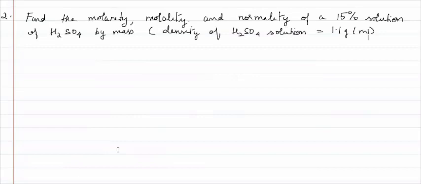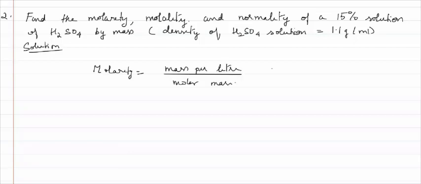Find molality and normality of 15% solution of sulfuric acid by mass. Density of sulfuric acid solution is 1.1 grams per ml. So, we'll first find molarity. Molarity is equal to mass per liter divided by molar mass. Now, molar mass is equal to 98 grams per mole. Now we have to find the numerator part, which is mass per liter.